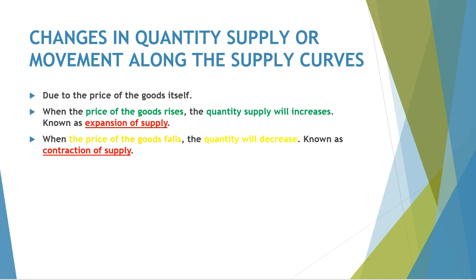It can happen due to the price of the good itself, whereby when the price of the good rises, the quantity supplied will increase. In this case, this is known as the expansion of supply. And when the price of the good falls, the quantity will decrease. This one is known as contraction of supply.